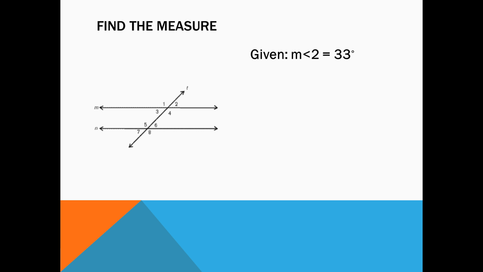Hopefully, in working this out, you figured out that angle 7 is equal to 33 degrees, so angle 2 is equal to 33 degrees, and angle 1 is equal to 147 degrees. So 1 and 7 are our same side exterior angles, and 33 plus 147 gives us 180. So the answer to our question is yes.